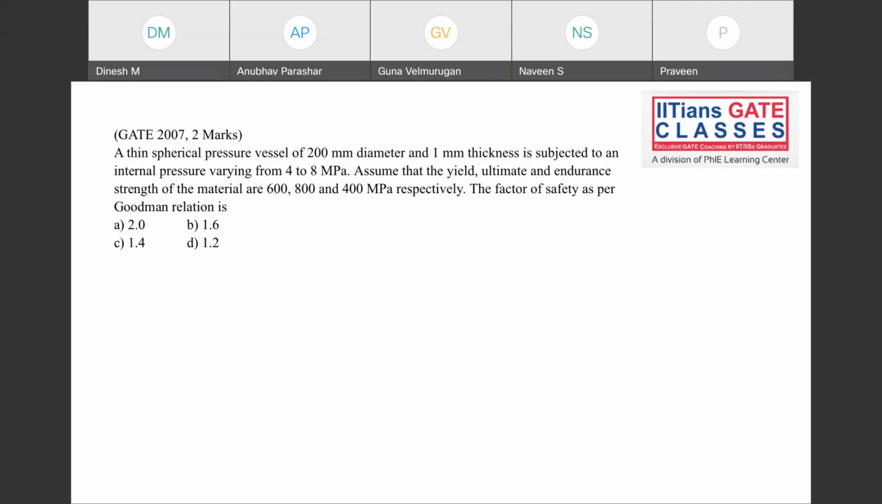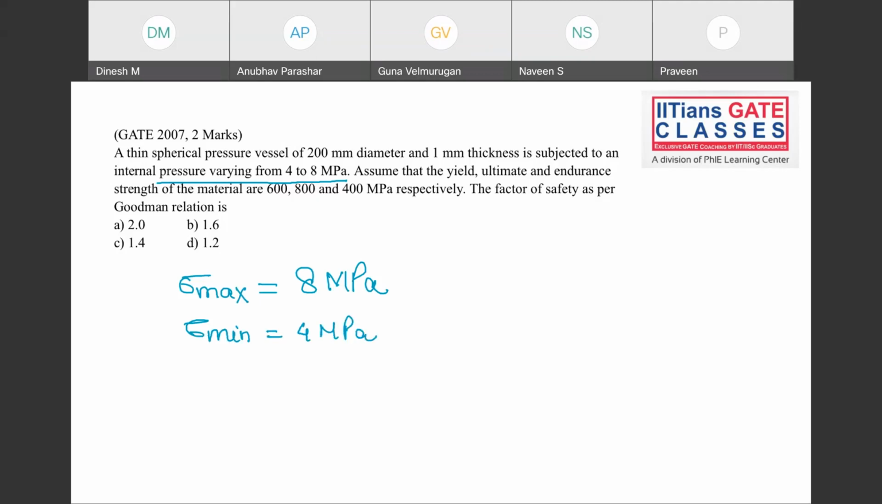You have not seen, you have not attended the last class. Max and min are given here. Internal pressure varying from 4 to 8 megapascal. So what is sigma max here? Sigma max is equal to 8 megapascal. What is sigma minimum? Sigma minimum is equal to 4 megapascal.